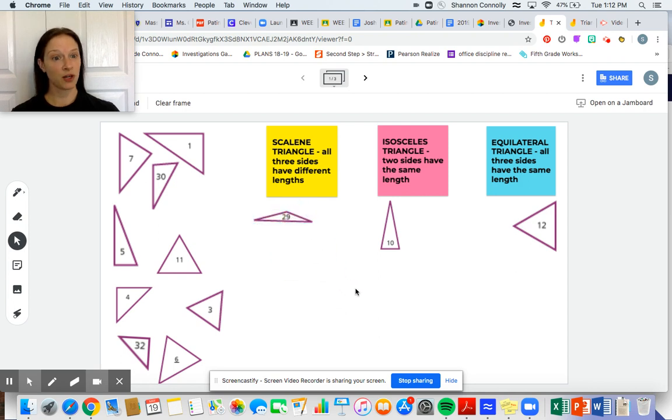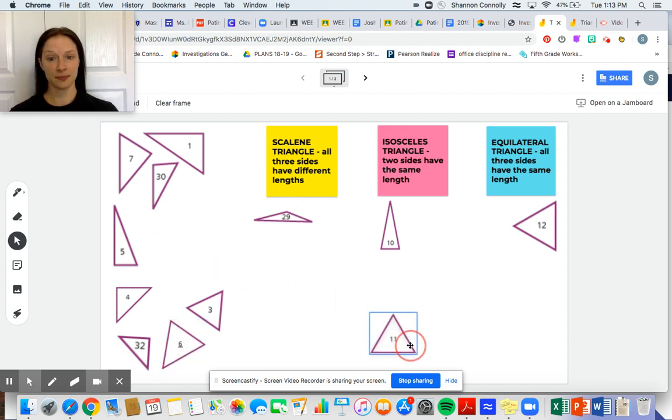So what we're going to do is keep on placing triangles here. Let's take a look at triangle 11. I'm thinking all three sides are definitely the same. So what is that called, everyone? Say it with me. An equilateral triangle. So we're going to put it over here.